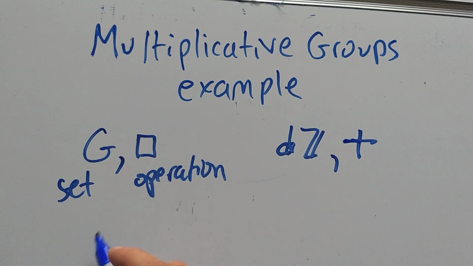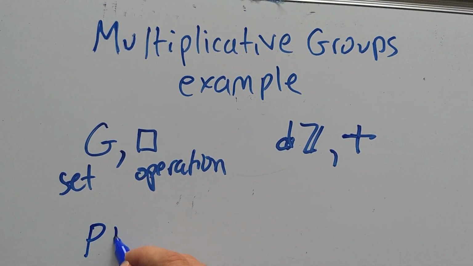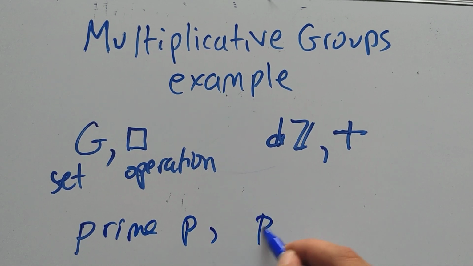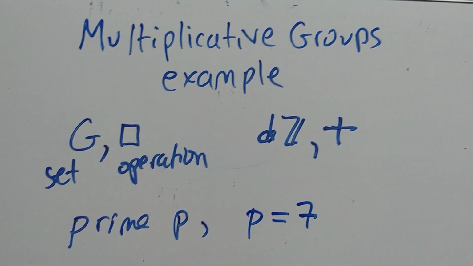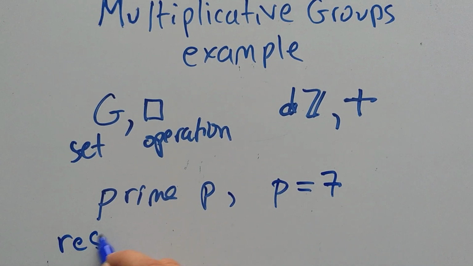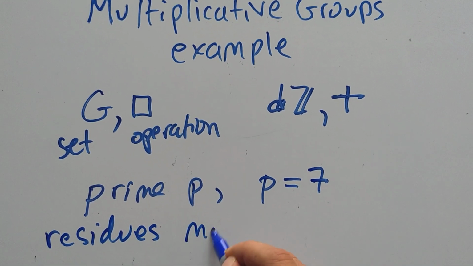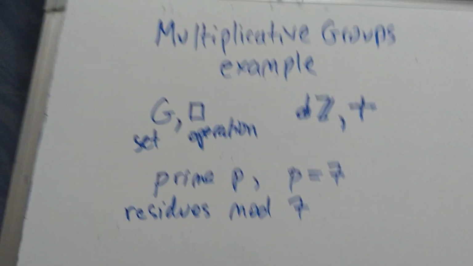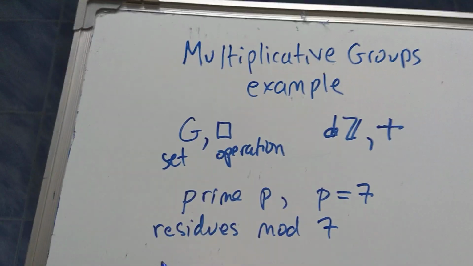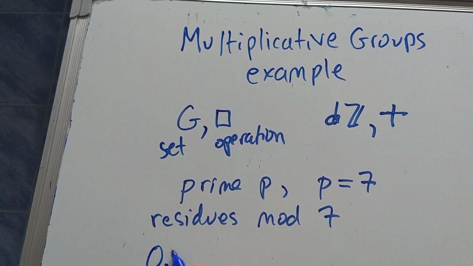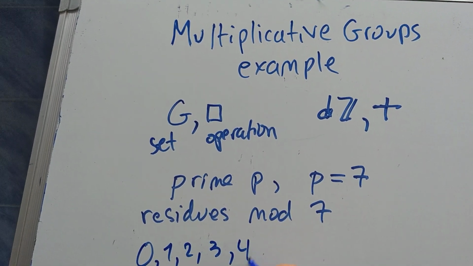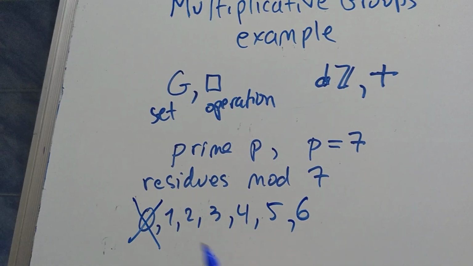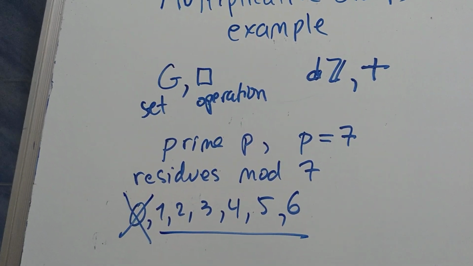What we're going to do is take a prime number p, and for a specific example, let's take p as 7. And we're going to take the residues mod 7, mod p, and we'll see how this works. What are the residues mod 7? 0, 1, 2, 3, 4, 5, and 6. Let's exclude 0. Let's take these residues.